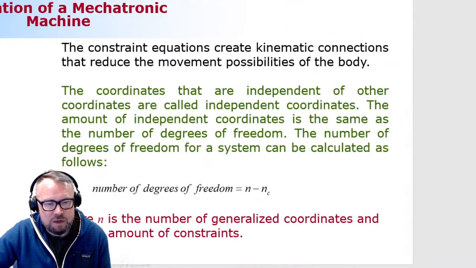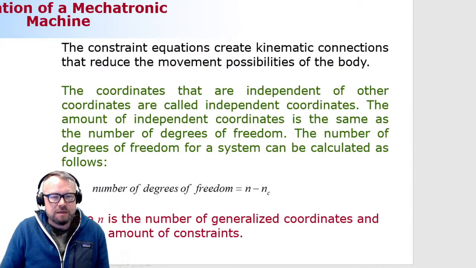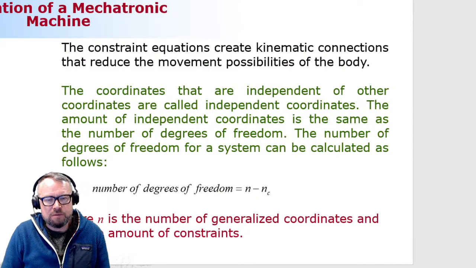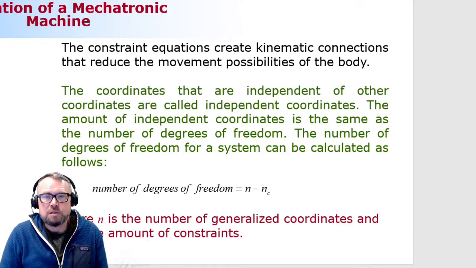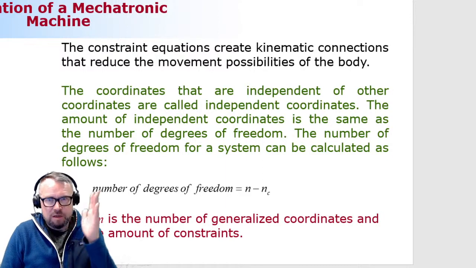Okay, so let me see. Here's something that we described already. Degrees of freedom, number of degrees of freedom. So number of generalized coordinates minus number of constraint equations. Let's test.